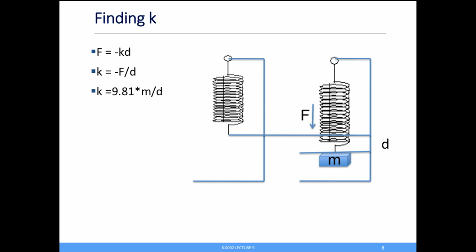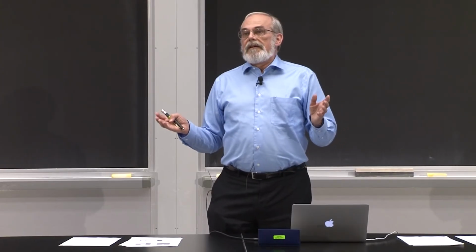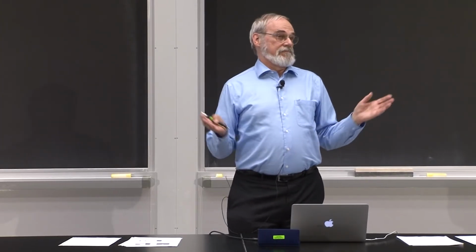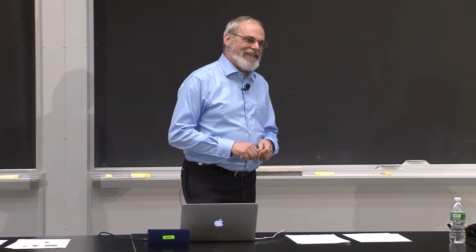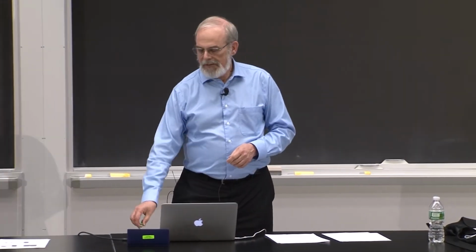The force is minus k times d, so k, the spring constant, is the force, forget the minus sign, divided by the distance, and the force here would be 9.8 meters per second squared, or kilograms per second squared, times the mass, divided by d. So I could just plug it in. In an ideal world, I plug it in, I'm done. One measurement. Yeah, not so much, right?